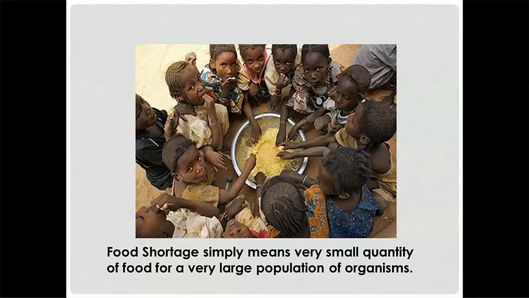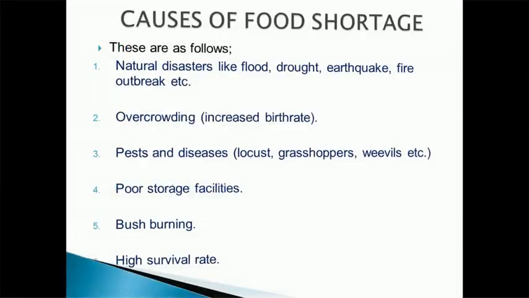As you can see in this image, we have several children feeding on a very small quantity of food. That is food shortage. The food is far less than the number of children, and so the food will definitely not be enough for them all. So let's look at the causes of food shortage.